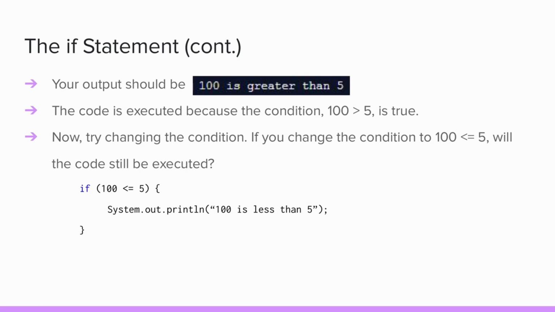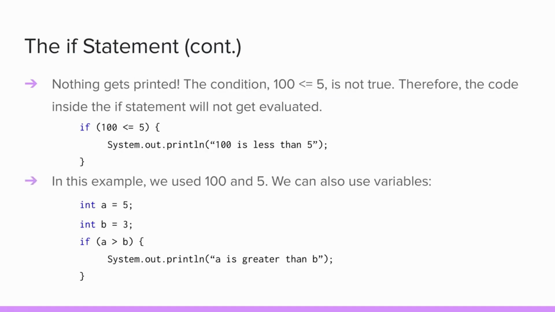What happens when we change the condition? Let's do something like 100 is less than or equal to 5. Try it now. Nothing should have been printed. This is because the condition 100 is less than or equal to 5 is not true.